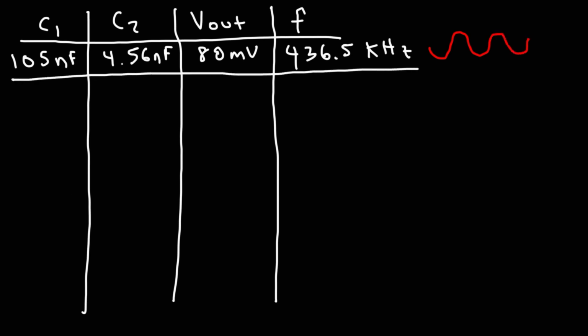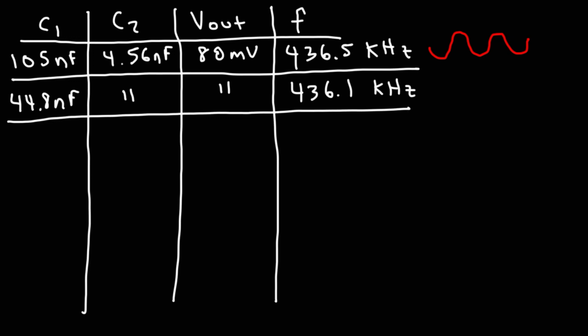Now, changing the values of C1 and C2 doesn't really significantly impact the output frequency. For example, cutting C1 in half while keeping C2 the same, the output voltage was about the same, but the frequency didn't change much. It was 436.1 kilohertz. So as you can see, the frequency is relatively stable to small changes in the capacitance values.